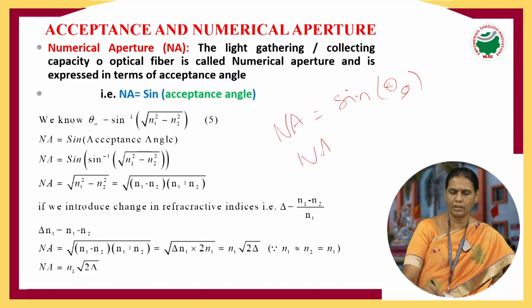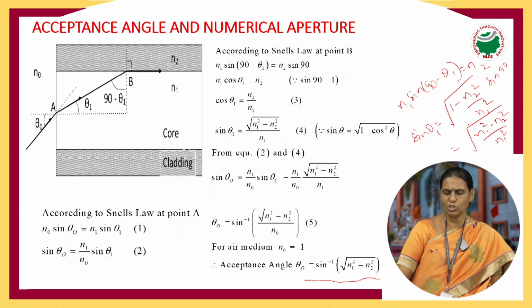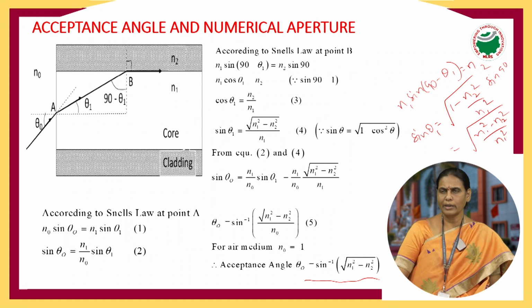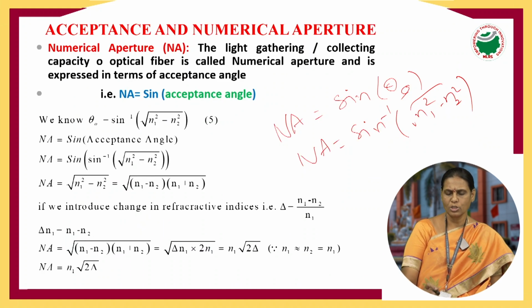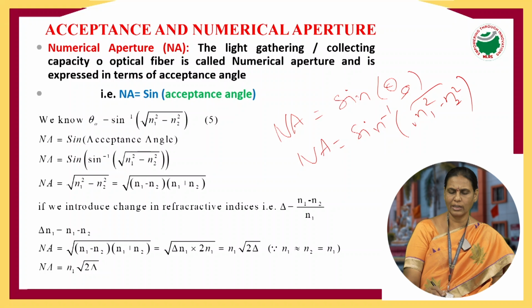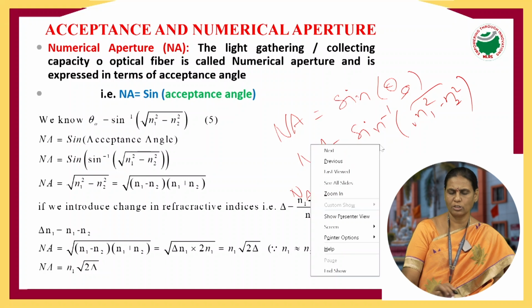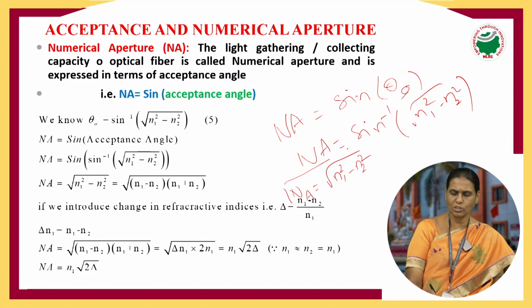NA is nothing but, if you take sine inverse of root over n1 square minus n2 square. This is the previous equation, you can check: sine inverse of root over n1 square minus n2 square. So numerical aperture is the sine of the acceptance angle, sine of sine inverse of that. So we can write numerical aperture finally as NA is equal to root over n1 square minus n2 square. This is the final equation for numerical aperture.